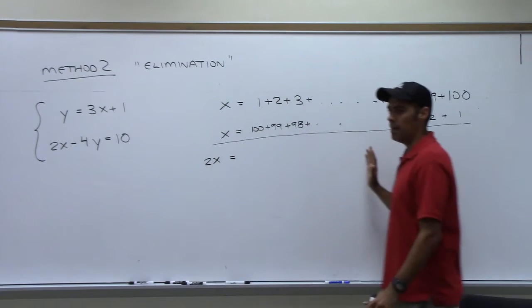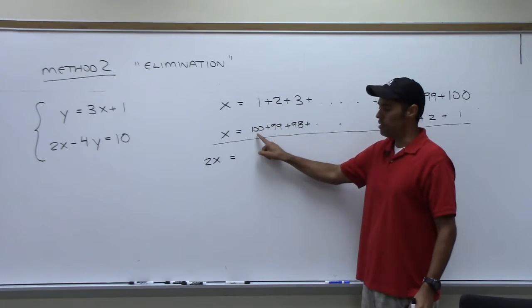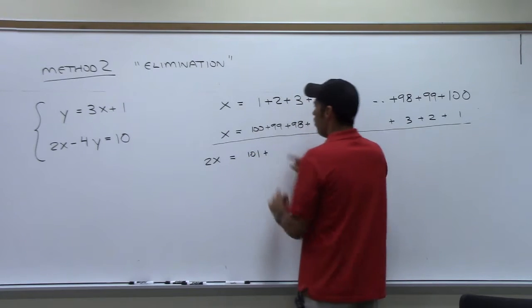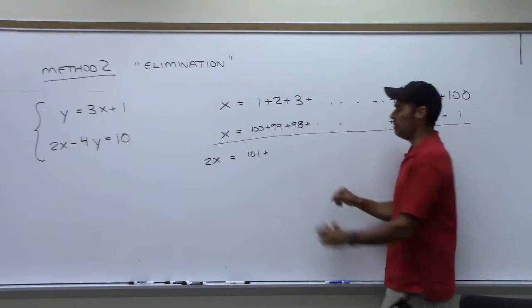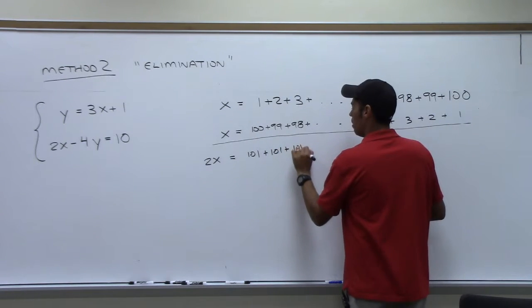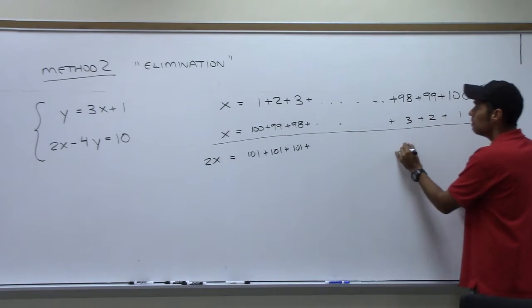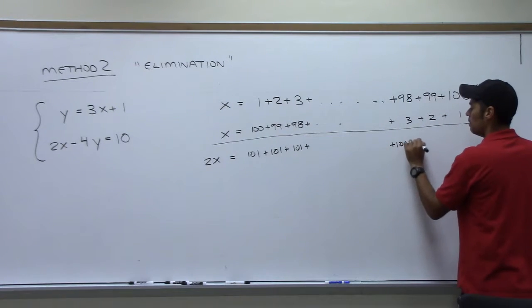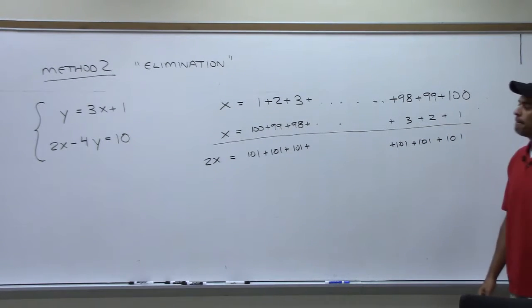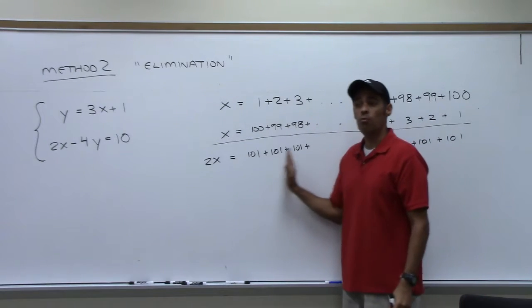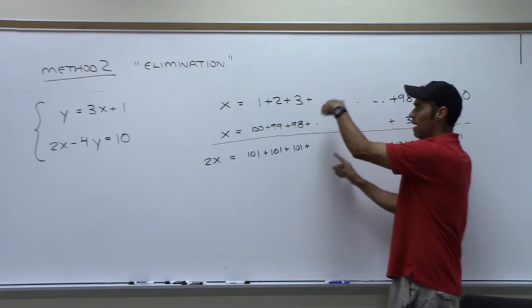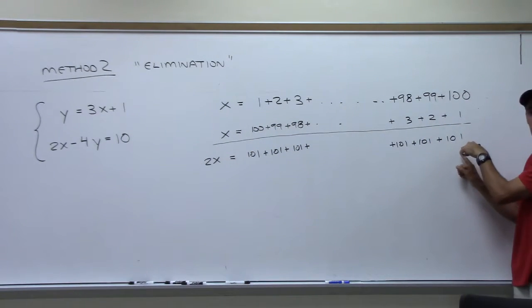Now, let's look at this right side. What's 1 plus 100? 1 plus 100, 101. What's 2 plus 99? 101 again. What's 3 plus 98? 101 again, and that's going to continue to happen all the way down, right? Now, how many 101s are there? Well, I'll have one of them, I'll have two of them, I'll have three of them, I'll have how many total? 100 of them, won't I?